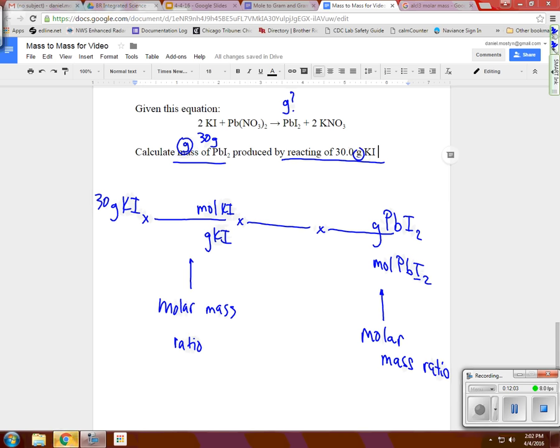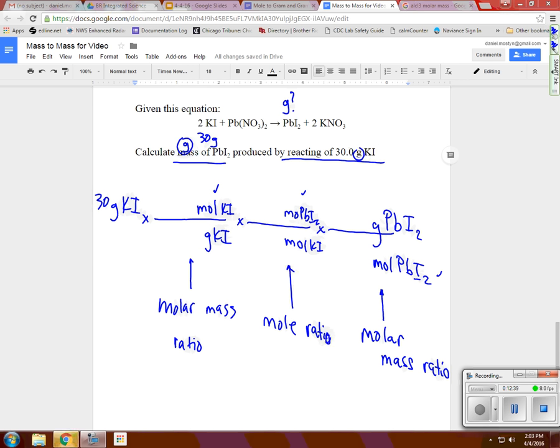For each of these, I'm going to have to look at the periodic table. And from there, I can kind of go one step further. I know that this one's got to be moles of KI, so I can get rid of moles of KI up here. And this one has to be moles of PbI2 because I'm trying to get rid of moles of PbI2 down here. So they're kind of diagonal and they work out that way. Also, one other thing, this guy right here is the mole ratio from the balanced equation.